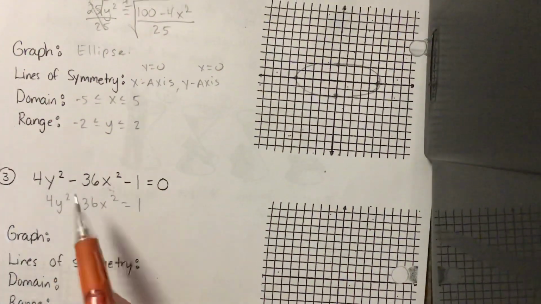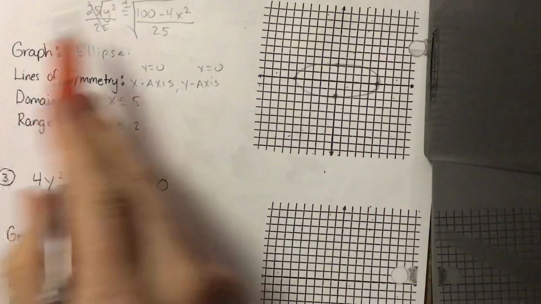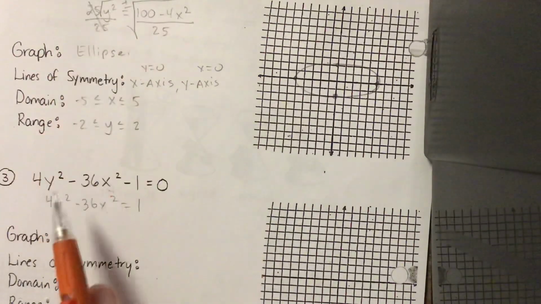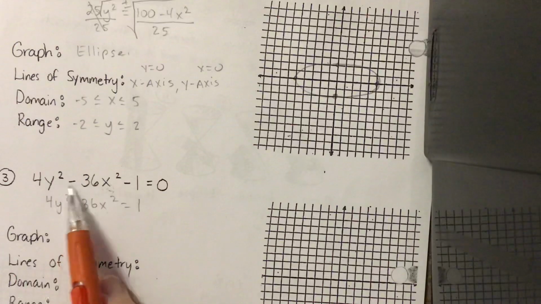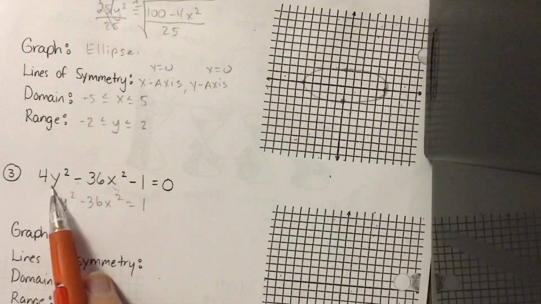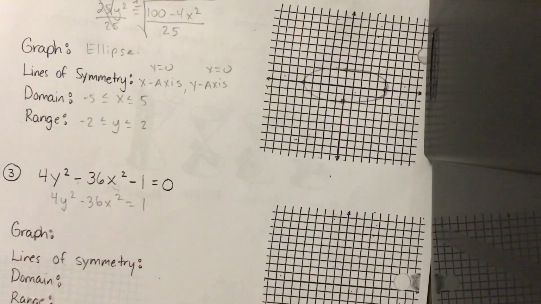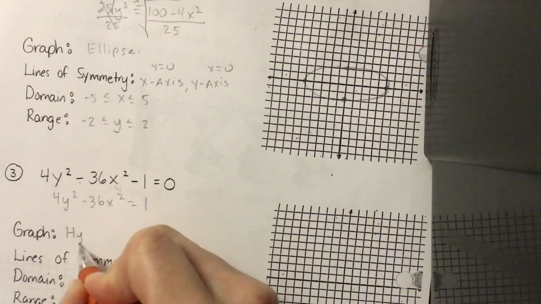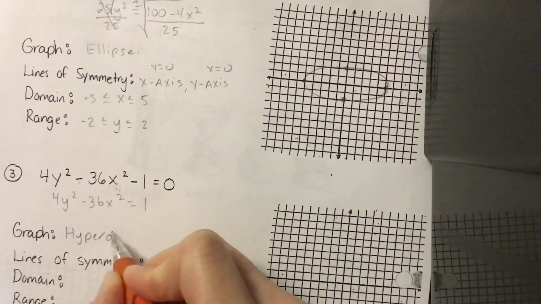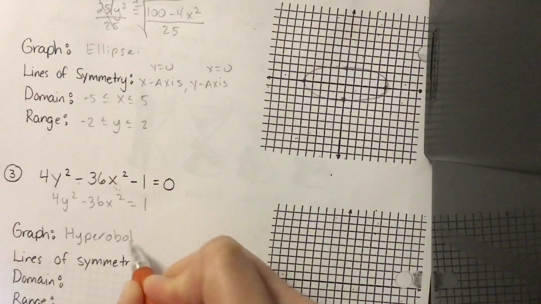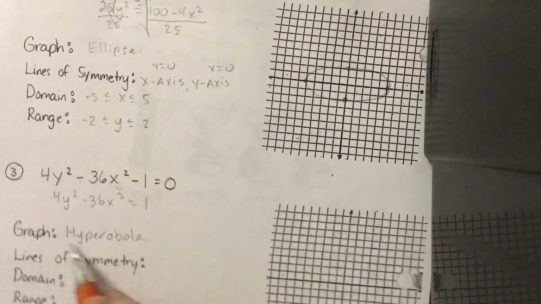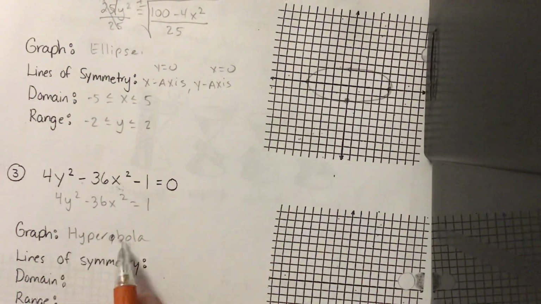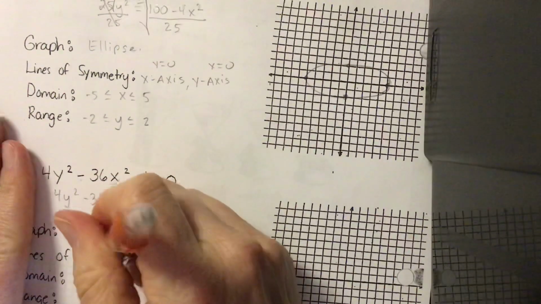I have a y squared, I have an x squared, just like last time. But now, instead of a plus, I have a minus. A minus in the middle, whether the y squared is first or the x squared is first, always gives you the hyperbola. Hyperbola. Okay.